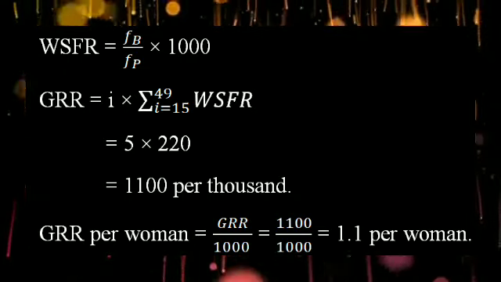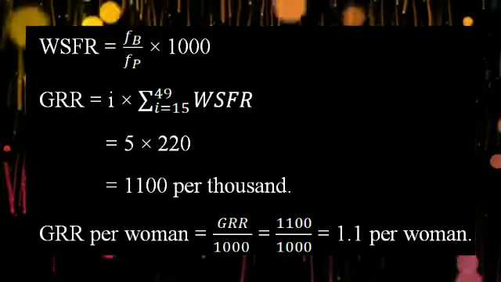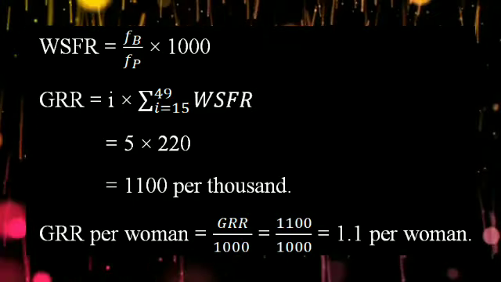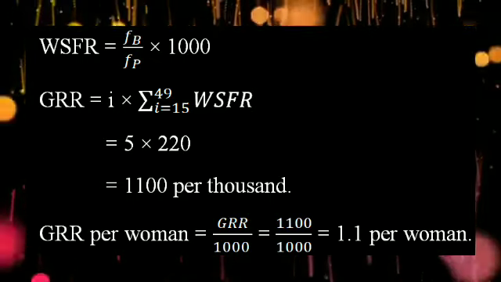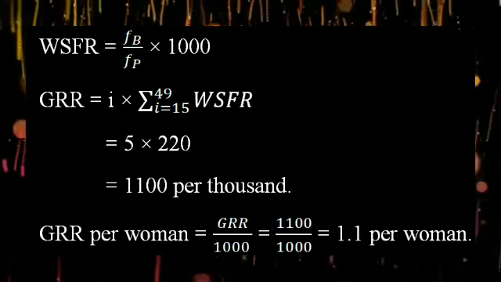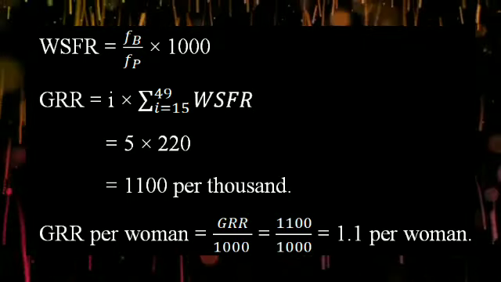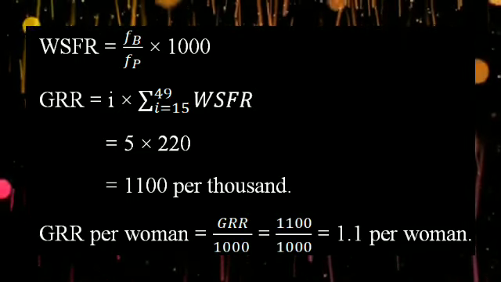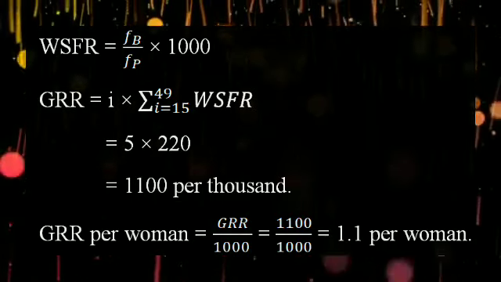So 5 multiplied by the sum total of WSFR value, which is 220. So 5 into 220, which is equal to 1100. So GRR equal to 1100. After computing GRR, find GRR per woman, which is equal to GRR divided by 1000, that is equal to 1100 divided by 1000, which is equal to 1.1.